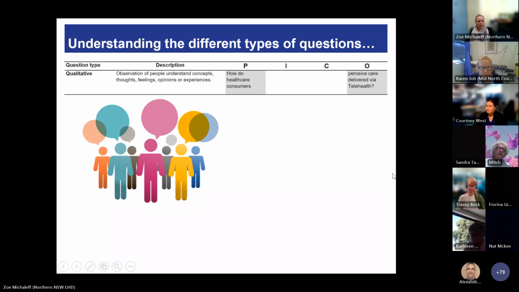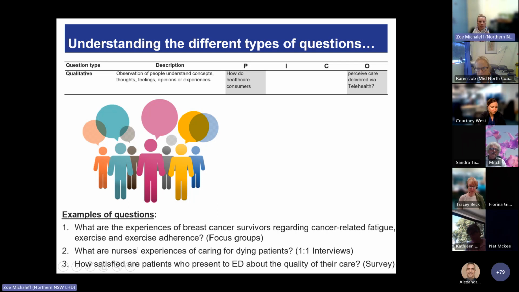So let's start with a qualitative question. These types of studies, again, are looking to understand people's thoughts, feelings, opinions, and experiences about a test, treatment, or healthcare contact. Down the bottom here, we've got 3 examples of qualitative questions. And what you can see, in order to ask a well-defined and answerable qualitative question, you need to define the population. So in question 1, this might be around breast cancer survivors. In question 2, nurses are the population. And in question 3, patients who present to ED.